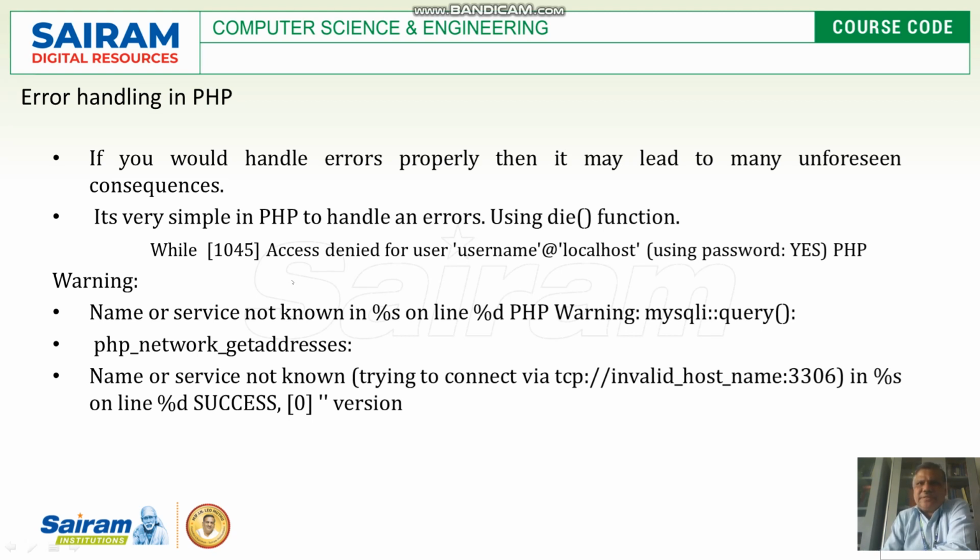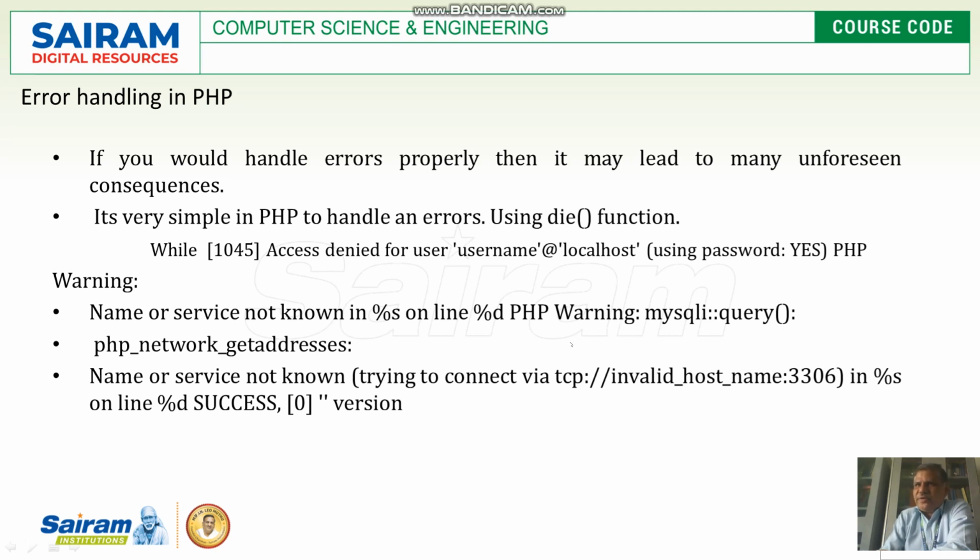Here is one example: error number 1045, access denied. This is for the username and password. If they do not match properly, then access denied appears. Here the die function is used. The warning that is displayed says the name of the server is not found, localhost not found, on line so and so, and that is printed.